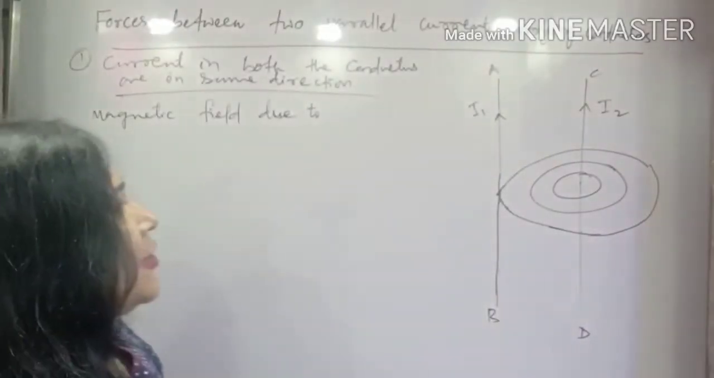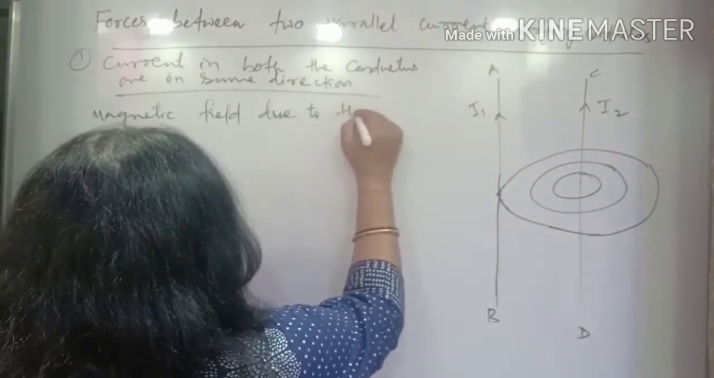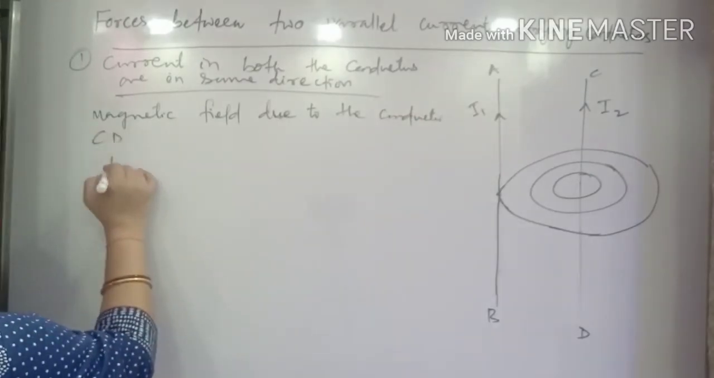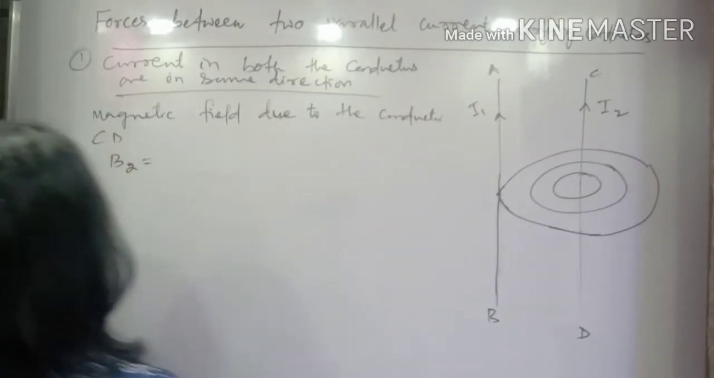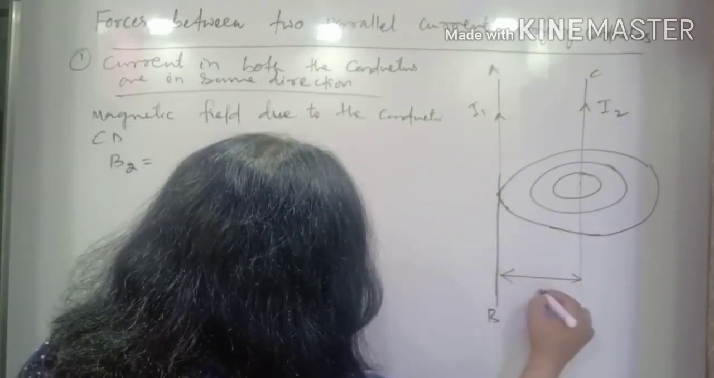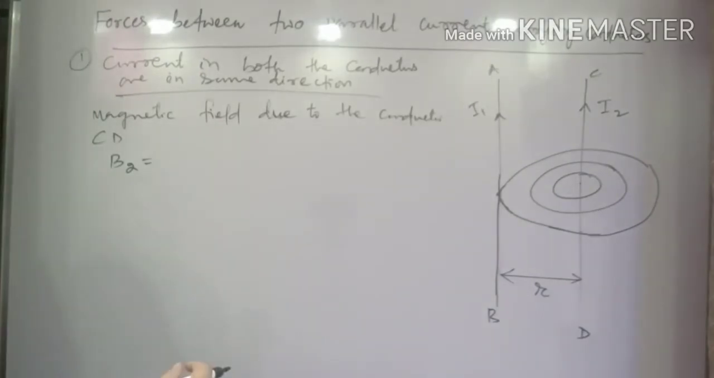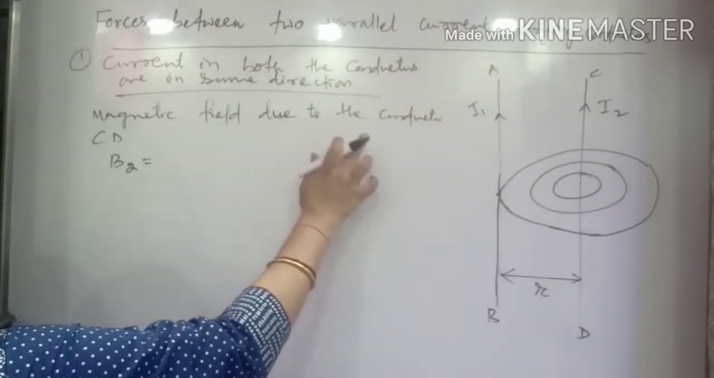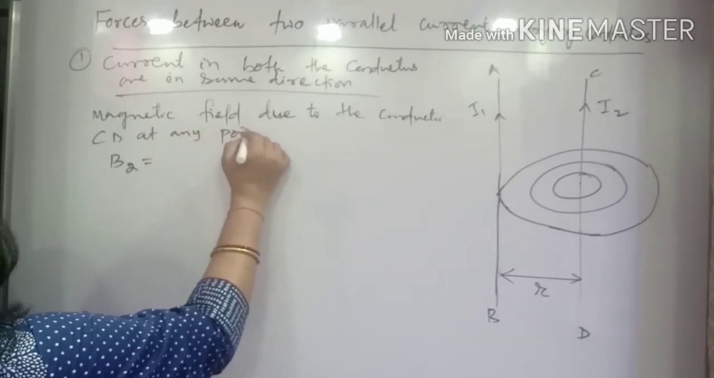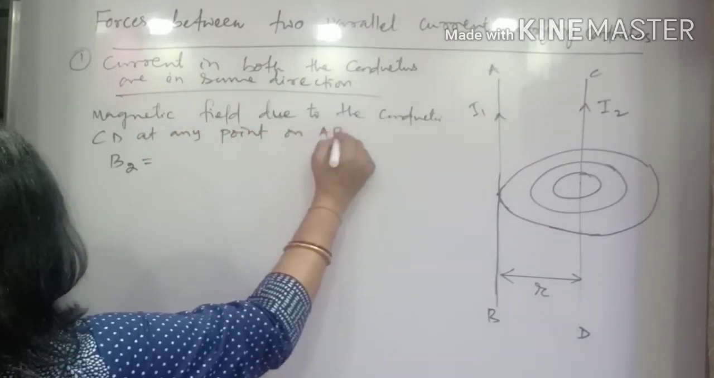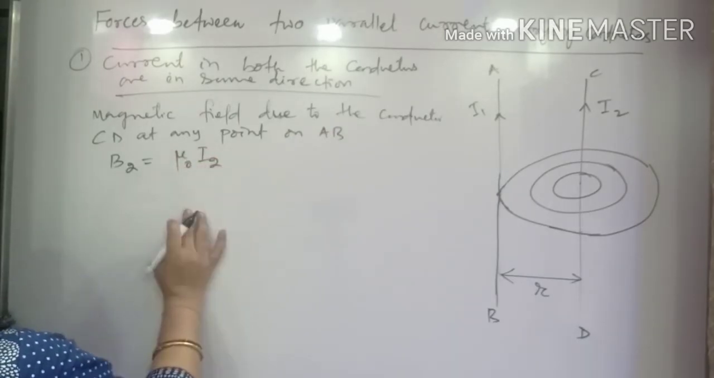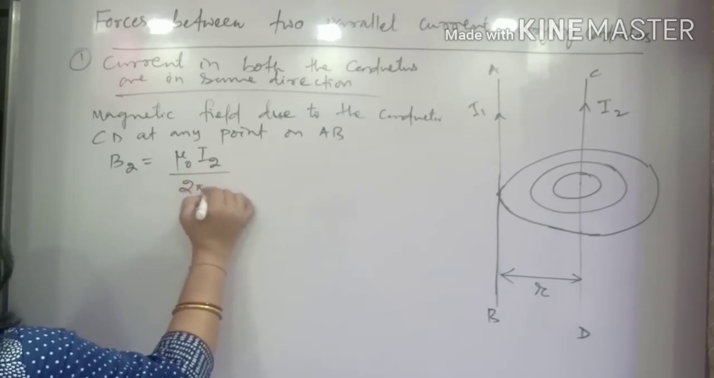Now magnetic field due to the conductor CD, let that be taken as B2. Now B2 will be equal to what? The expression is the same here as in the previous case. The distance of separation between the two conductors, as we have taken, is r. So the magnetic field due to the conductor CD at any point on AB, B2, will be equal to mu naught I2 by 2 pi r, where I2 is the current flowing through the conductor CD.